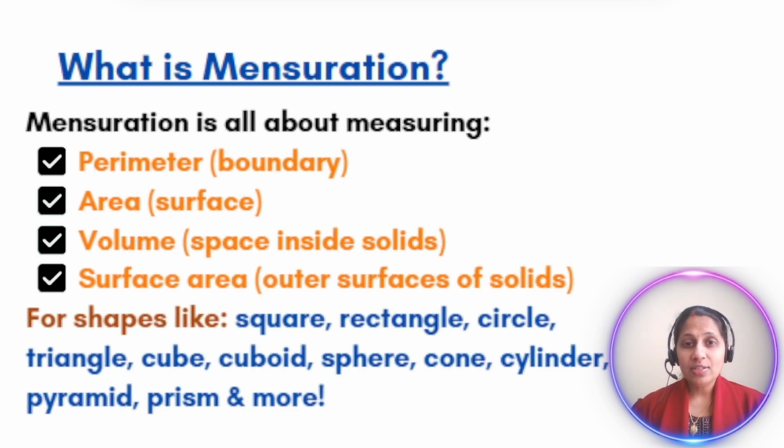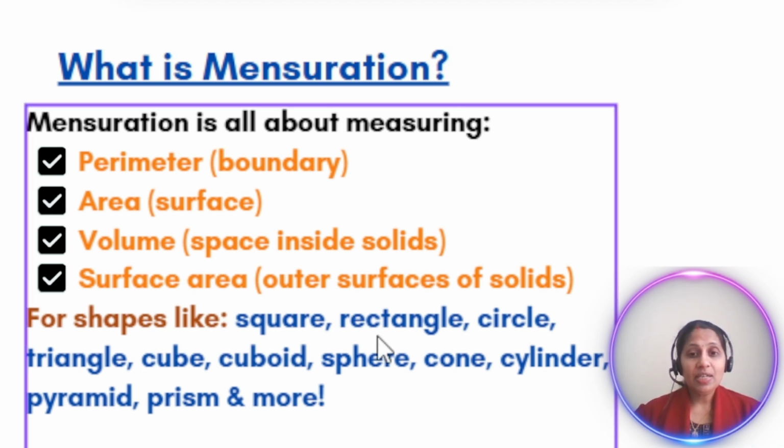So what is mensuration? It is measuring the perimeter, the boundary; area, the surface; volume, the space inside the object; and surface area, the outer surface of 3D objects of different shapes like square, rectangle, circle, triangle, which are two dimensional, and also 3D shapes like cube, cuboid, sphere, cone, cylinder, pyramid, prism, and much more. Though the shapes are many, it's easy once you understand.